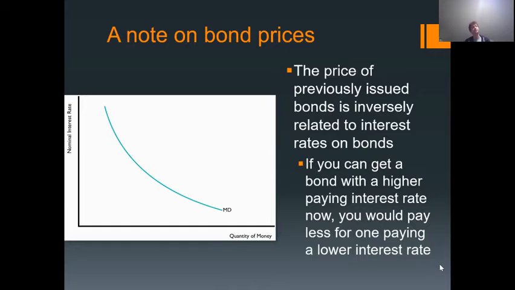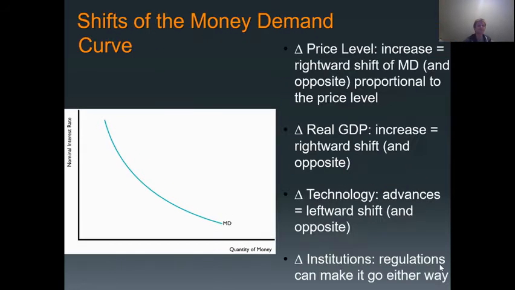As the interest rate on new bonds issued falls, that means that the price of previously issued bonds, which have become relatively better paying, will actually increase. So that is our money demand.